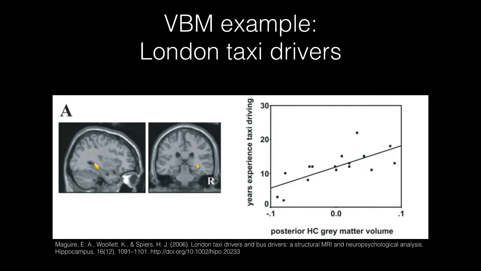One example of a VBM study that you've probably heard of is the London taxi driver study. In that study, the number of years of taxi driving experience was shown to be correlated with gray matter VBM signal in the posterior hippocampus. VBM shows up a lot in the literature, and it's an important technique, so I just wanted to make sure that we differentiated between it and the sort of strict volumetric measurements we're discussing today.